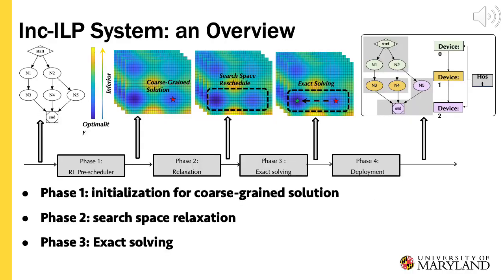This is the overview of IRP. It takes the DN graphs as inputs and generates a scheduling solution. The problem-solving process includes 3 important phases: initialization, search space relaxation, and exact solving.